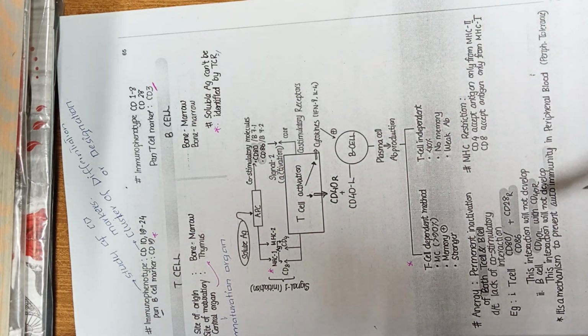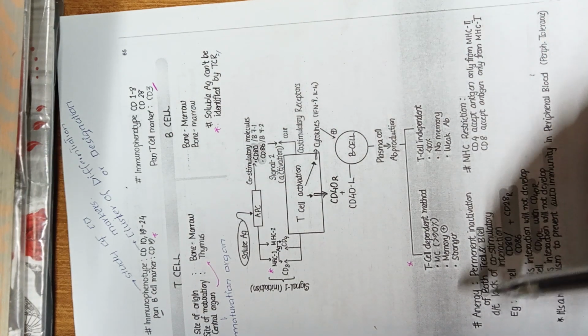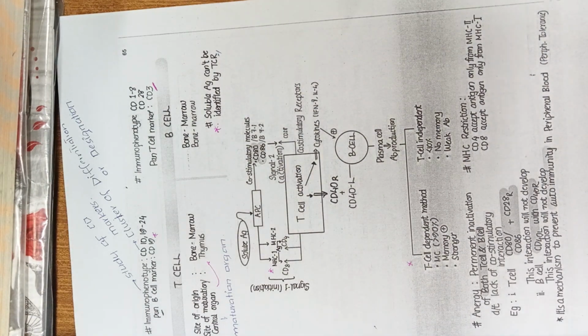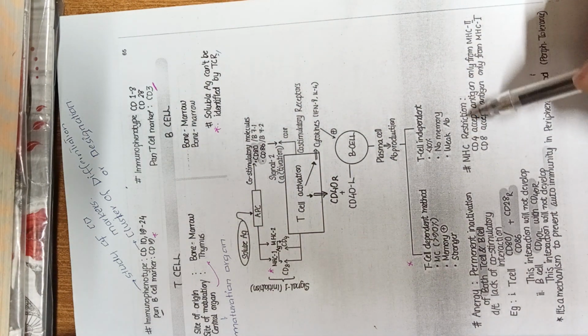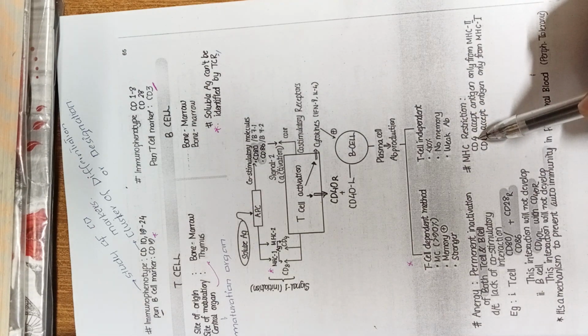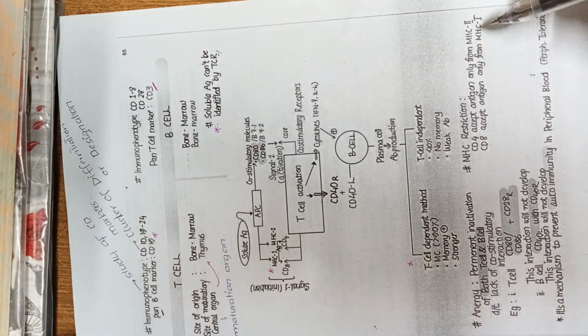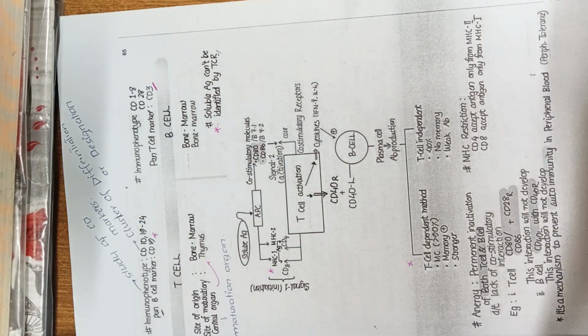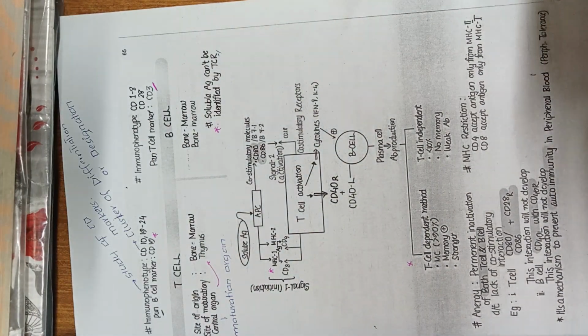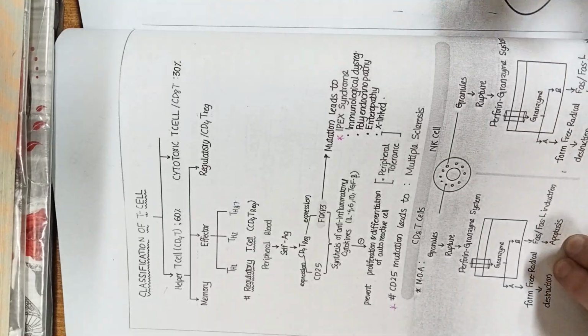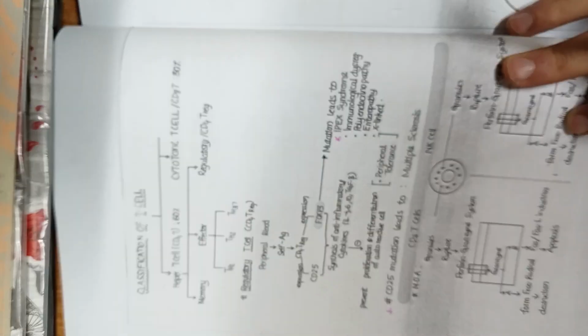It's a mechanism to prevent autoimmunity in peripheral blood, and this process is also called peripheral tolerance. So I made myself clear. One is MHC restriction. I have discussed that CD4 will accept the antigen from MHC2 and CD8 will accept the antigen from MHC1.